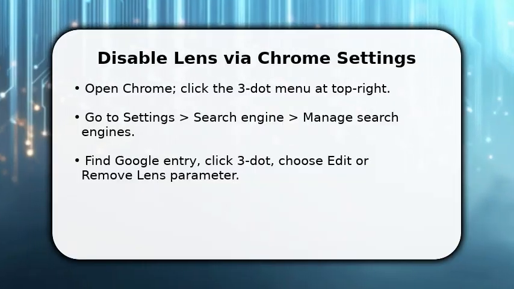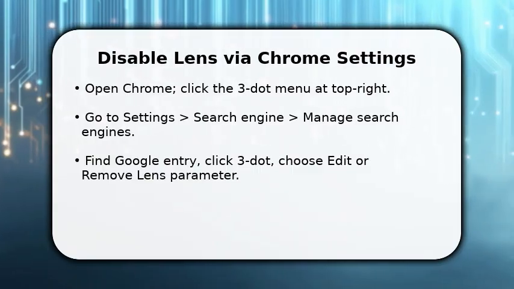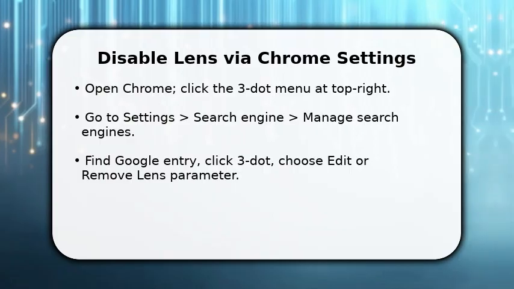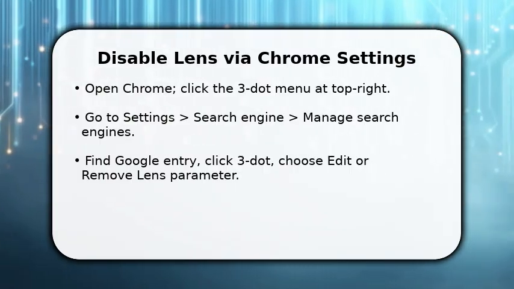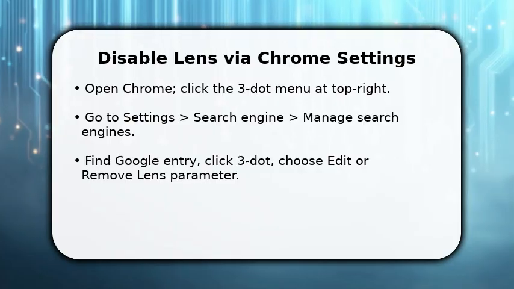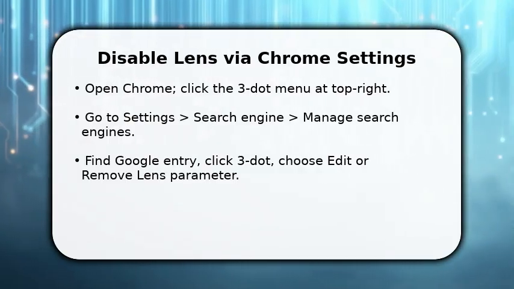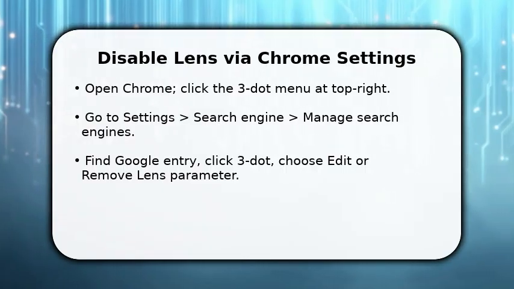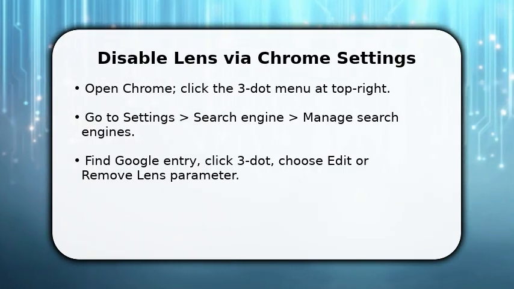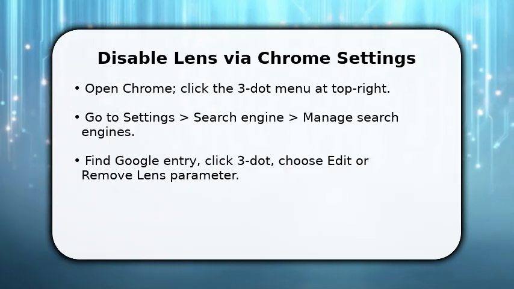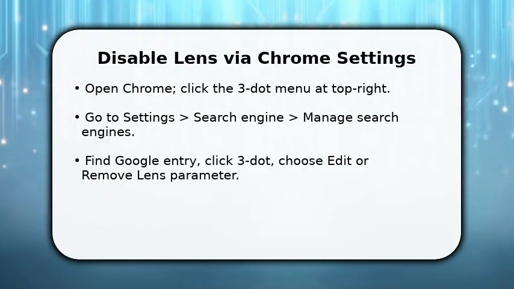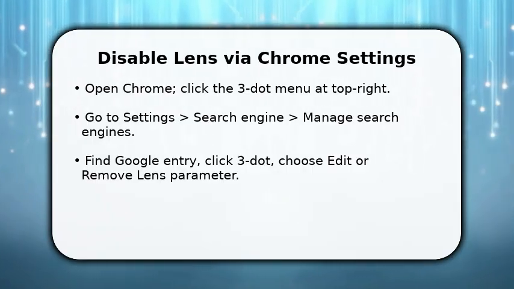You'll start inside Chrome because the lens icon is controlled by the browser. First, open the three-dot menu and navigate to Settings, then go to Search Engine and Manage Search Engines. You're looking for the Google entry that includes the lens parameter or a suspicious query string. Once found, click the entry's three-dot menu and choose Edit to remove the lens parameter or Remove to restore default search. This stops lens from appearing in the search bar at source.